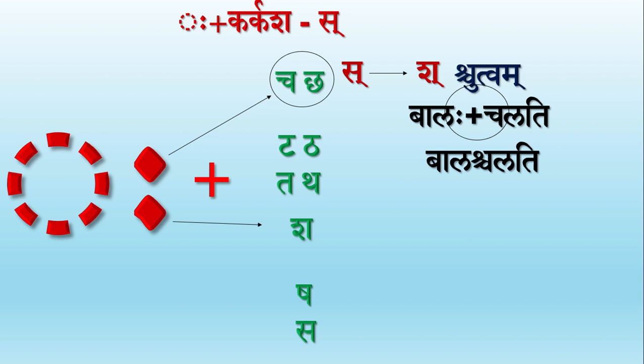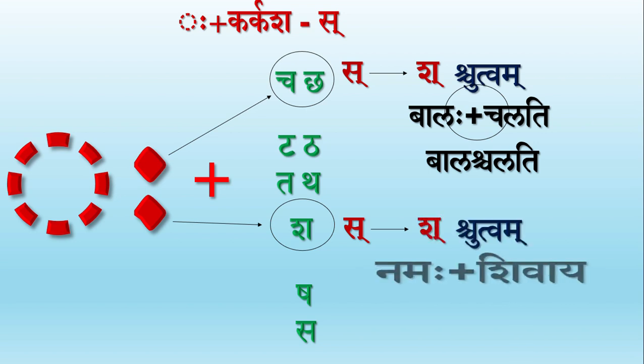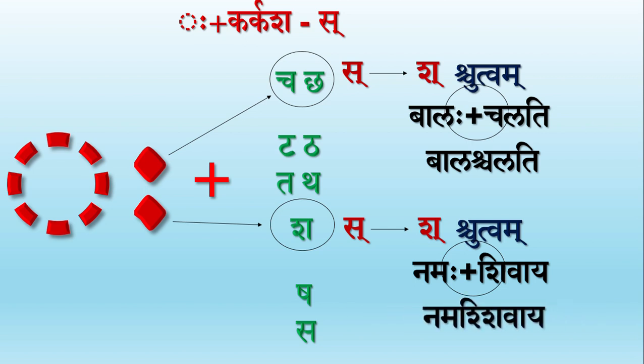Similarly, when Visarga is followed by Sha, Sakaradeshaha takes place, which later changes to the letter Sha. Sa becomes Sha when Cha, Chha or Sha are present. Here's an example to understand this. Namaha plus Shivaya. In the place of Visarga, we have the Varnaha Sa which becomes Sha because of Shchutvam to give the combined word Namah Shivaya.